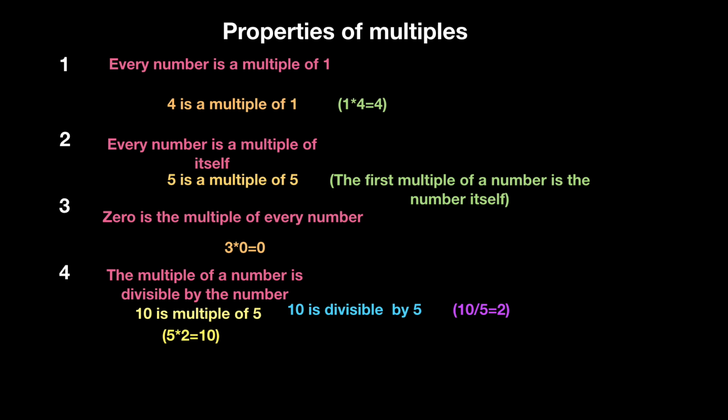Next property is there are countless multiples for a given number. That means the multiplication table never ends. Multiples of 2 can continue beyond 20, multiples of 10 can continue beyond 100, like that.